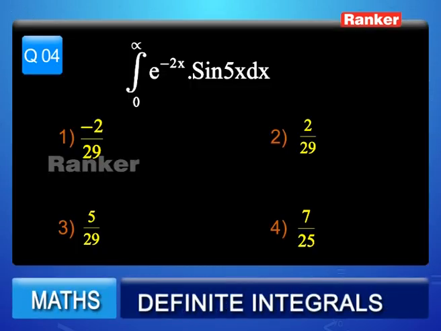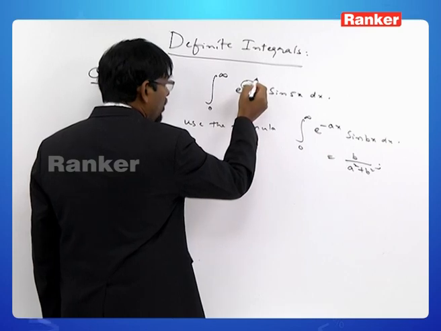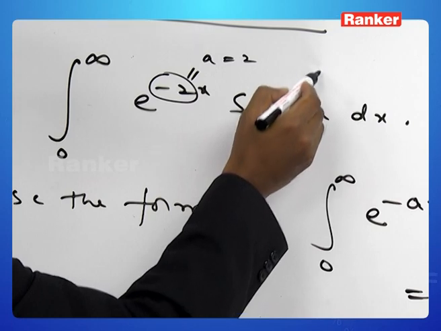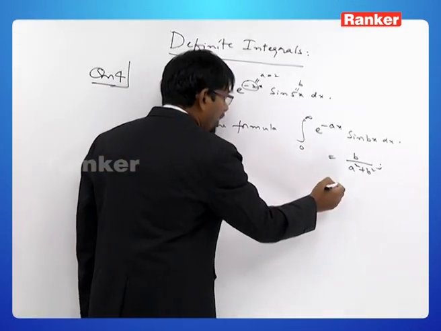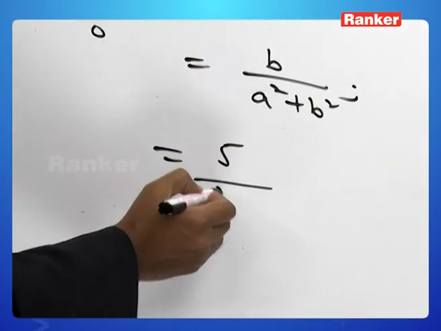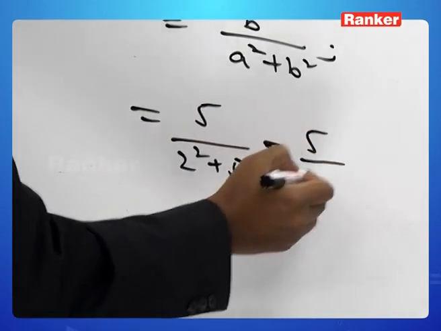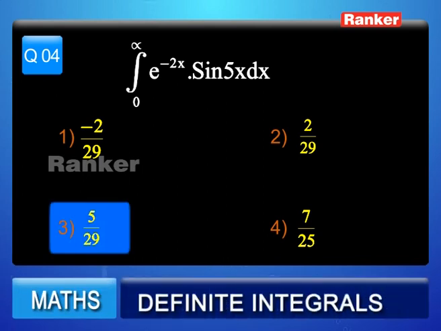First option is minus 2 by 29, second option is 2 by 29, third option is 5 by 29, and fourth option is 7 by 25. It's clearly seen that instead of a you have 2, so a is 2 and b is 5. So let's apply this formula. B is equal to 5, so 5 by 2 square plus 5 square. That makes it 5 by 29. So the answer is option 3.